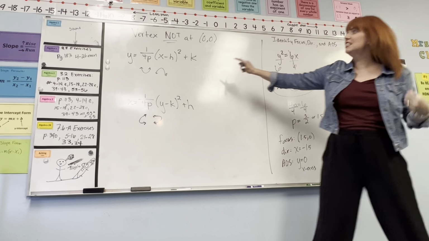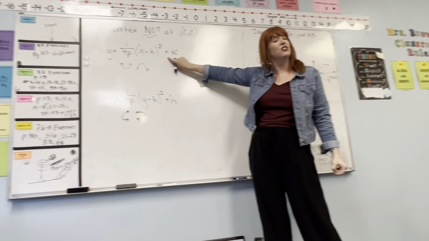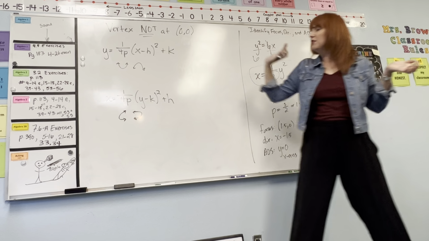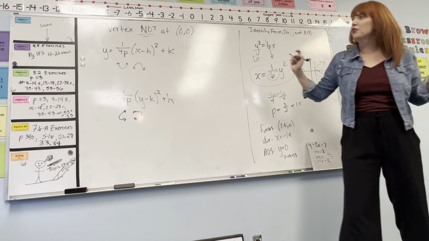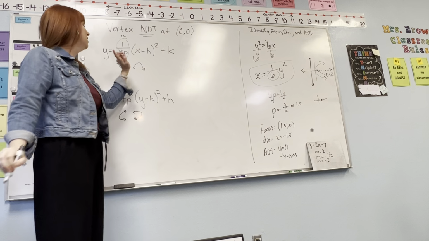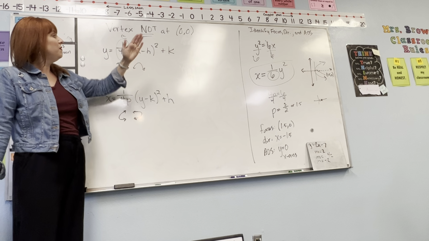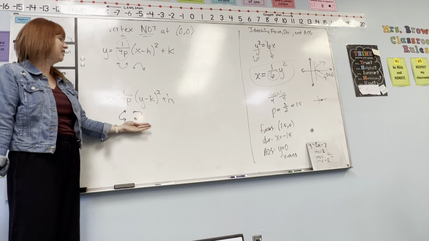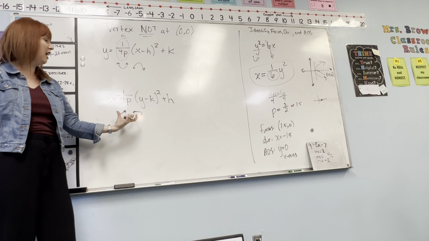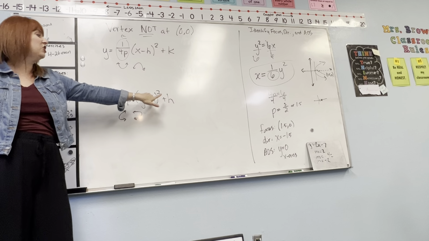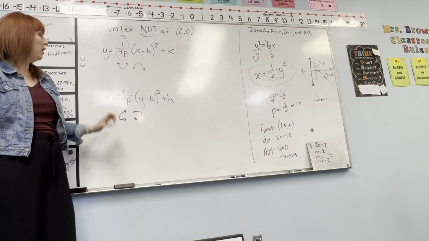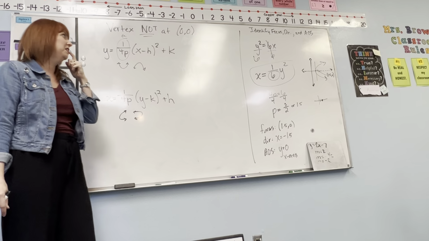All right. What form does this look like? Vertex form. That looks like vertex form. This is like a sideways version of vertex form. This is when they flip sideways, so x and y switch and k and h switch. Everything swaps on this one.